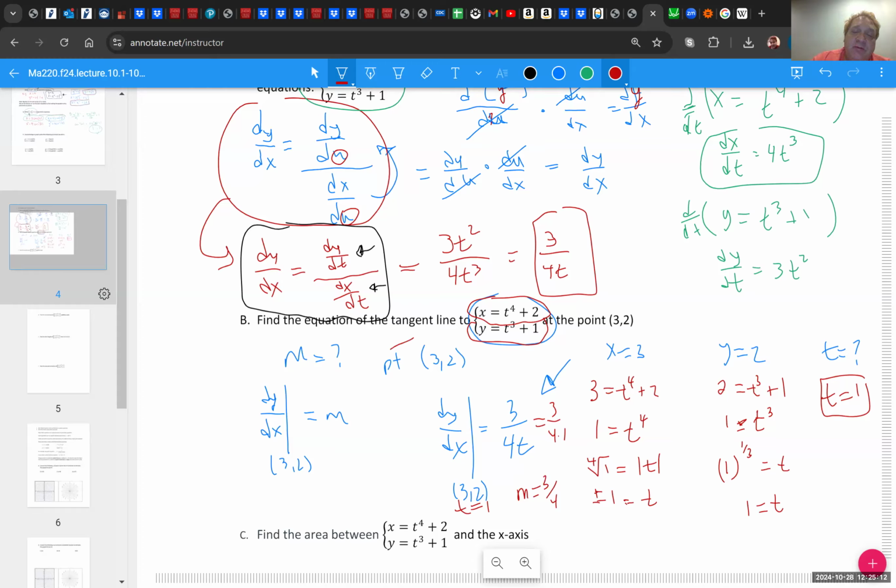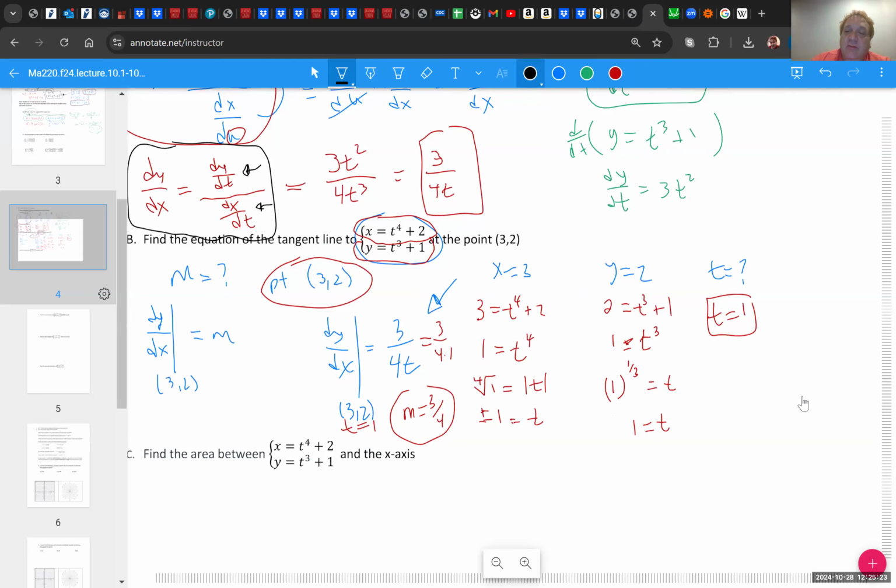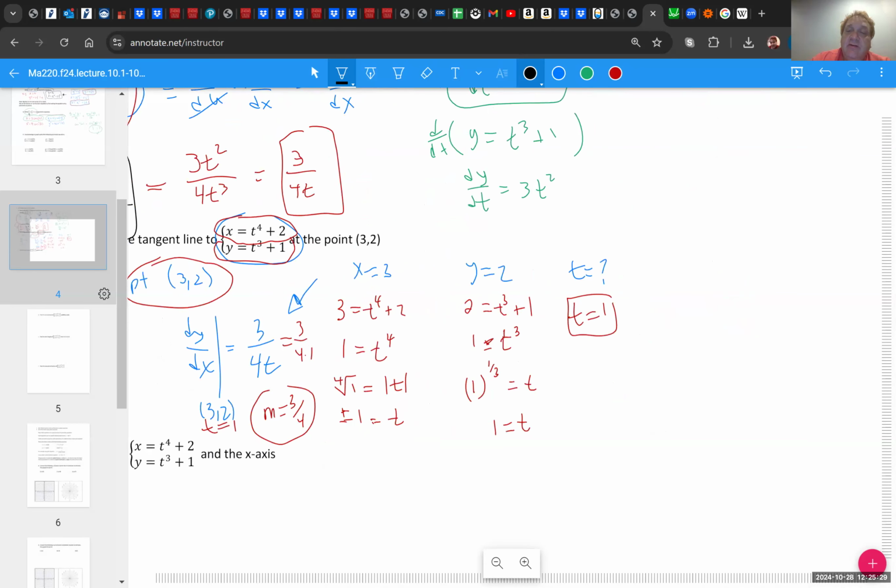Now that we know the slope is 3/4 and the point is (3, 2), we could just go ahead and find the equation. Most of you at this point are using the point-slope form of linear equations, excuse me. So tangent line equation, it's a line, so it's y minus y1 equals m times (x minus x1). We know the y value is 2. We know the slope value is 3/4, and we know the x value is 3. I'm going to move the 2 over so that it's in y equals form.